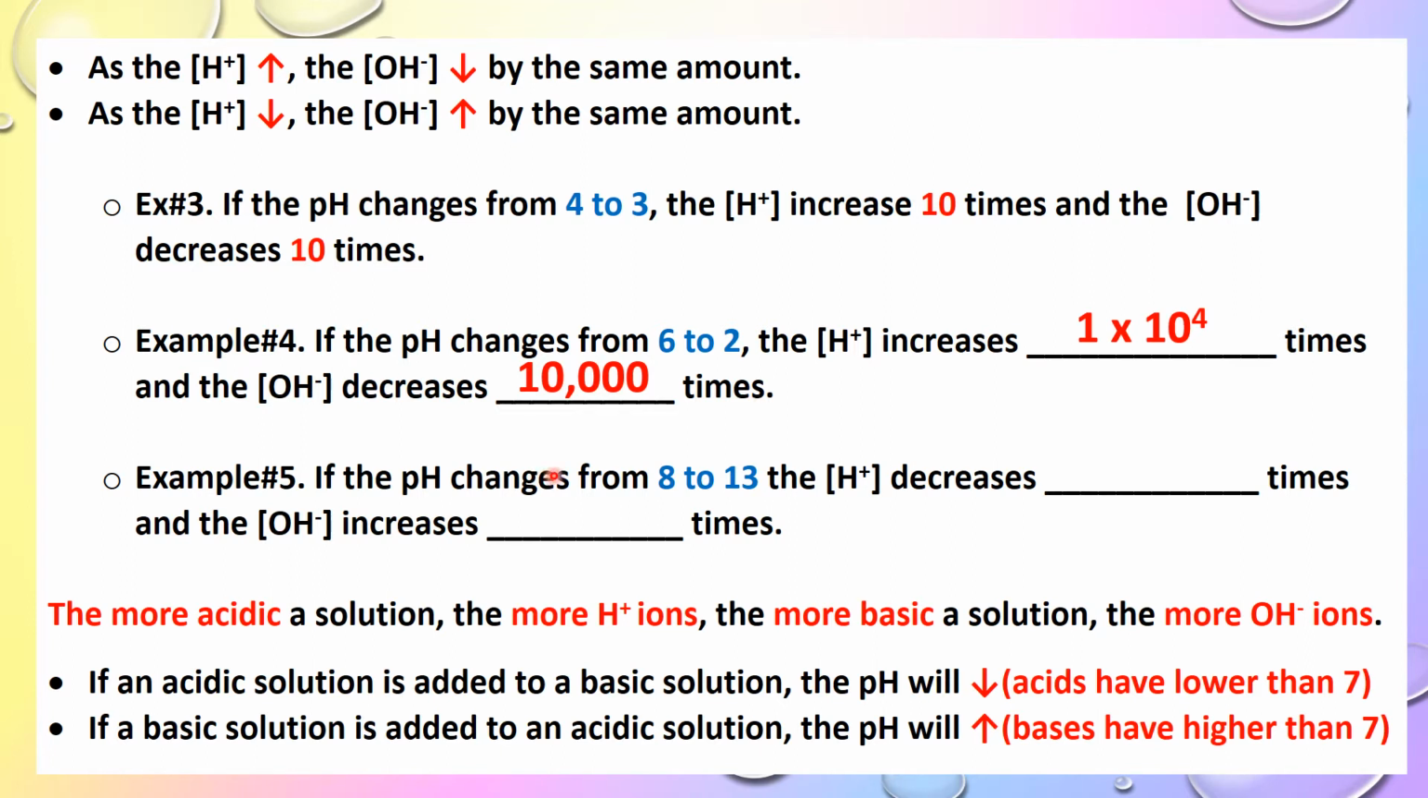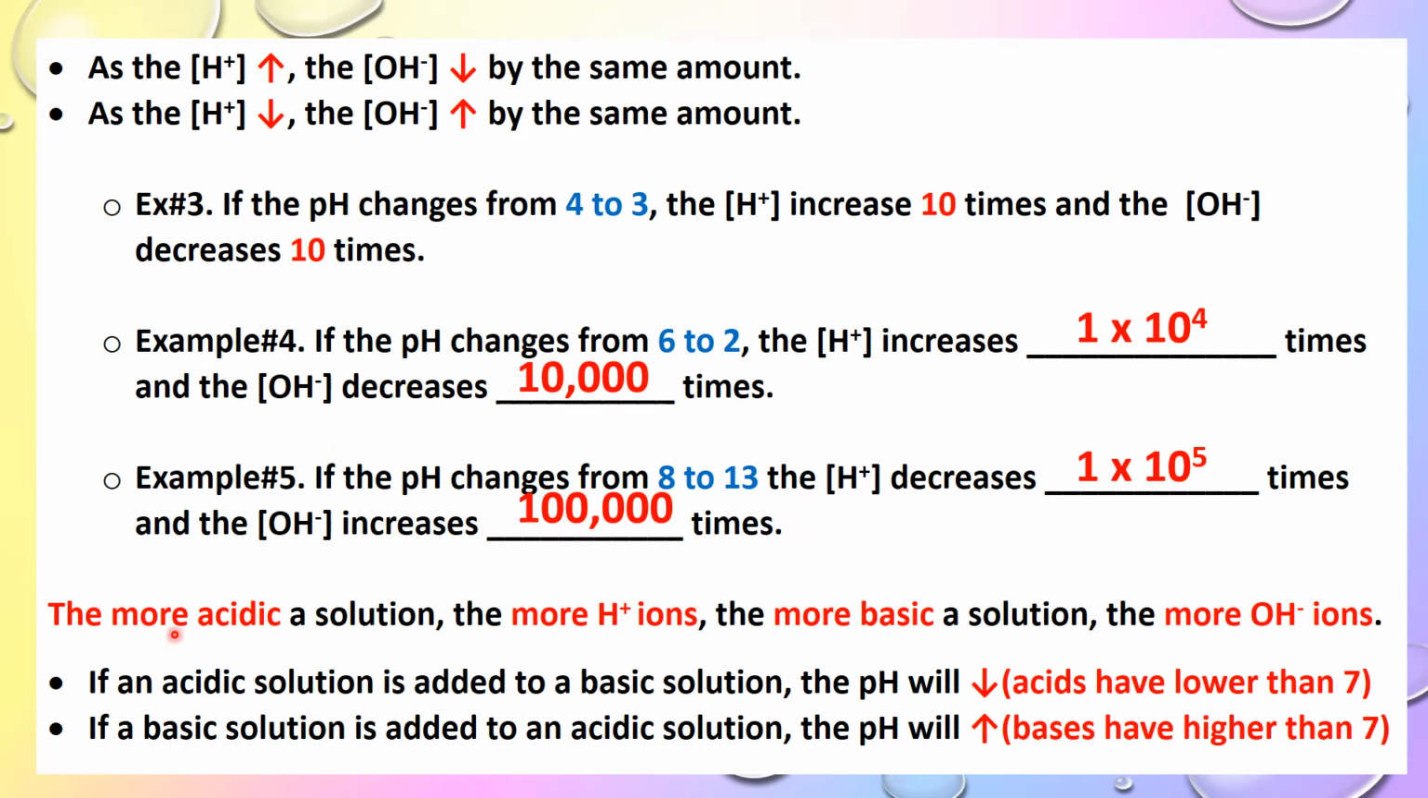If the pH changes from an 8 to a 13, the hydrogen ion we know is going to decrease because we know going up, you're getting more basic. So your hydrogen ion, which was making it acidic, is going to decrease about 1 times 10 to the 5th times, which means that the OH is going to increase about 100,000 times. Same exact amount here. You can write it in scientific notation. You can write the whole number out.